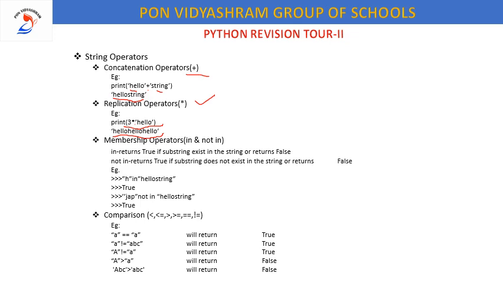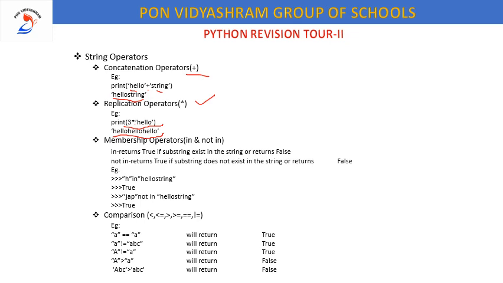What are the conditions for this particular operator? In case of a concatenation operator, both should be strings. I repeat, both the operands should be strings. In case of a replication operator, one operand should be a string and the other one should be a number. It can be a string followed by the asterisk operator and followed by a number. Both ways it can be printed.